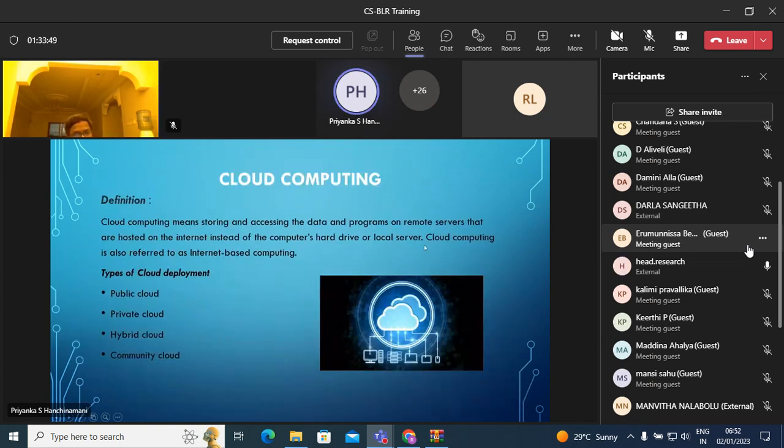Next, cloud computing. The definition is that cloud computing means storing and accessing data and programs on remote servers that are hosted on the internet instead of the computer's hard drive or a local server. Cloud computing is also referred to as internet-based computing. The types of cloud deployment are public cloud, private cloud, hybrid cloud and community cloud.